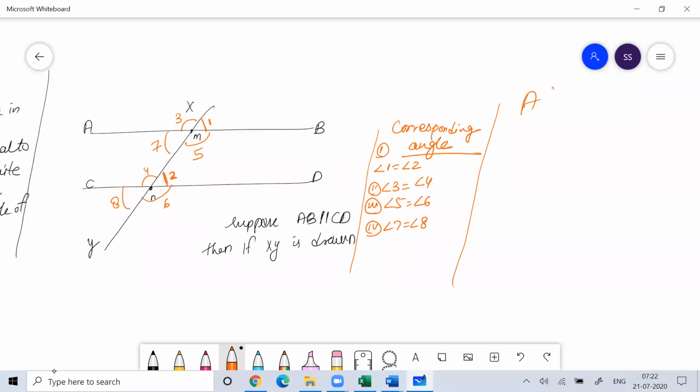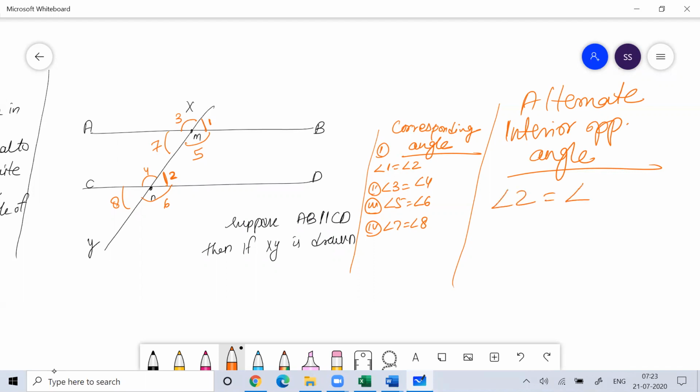Similarly, the next thing is called alternate interior opposite angles. If AB is parallel to CD, then angle 2 will be equal to angle 7, and angle 5 will be equal to angle 4. Why? They are alternate interior opposite angles.